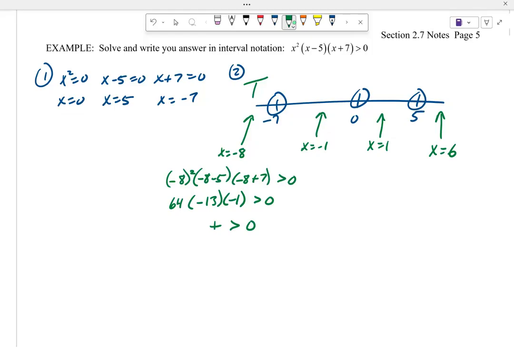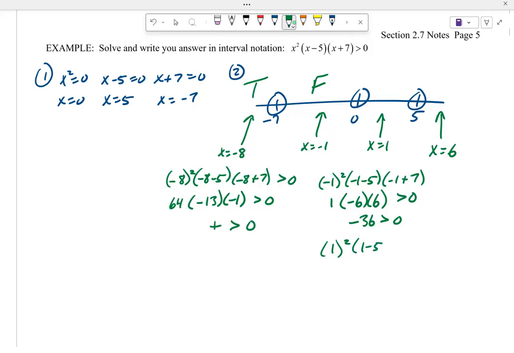I'd say yes, that is true, right? Now I throw a negative 1 in. So I got negative 1 squared, negative 1 minus 5, negative 1 plus 7. So I got a positive 1, negative 6, positive 6. Is negative 36 greater than 0? That is not true. Plug the 1 in. Is negative 32 greater than 0? That is not true.